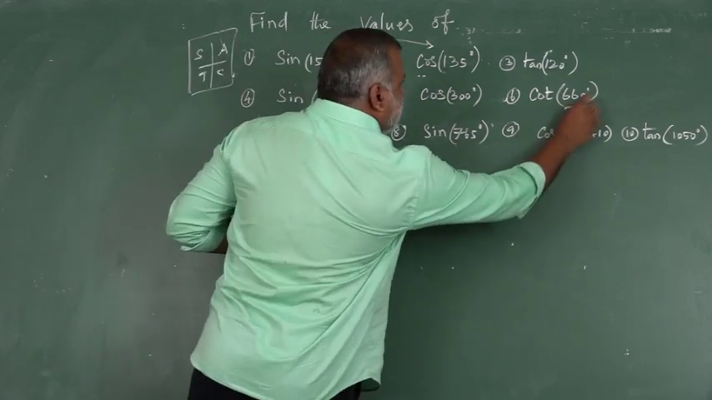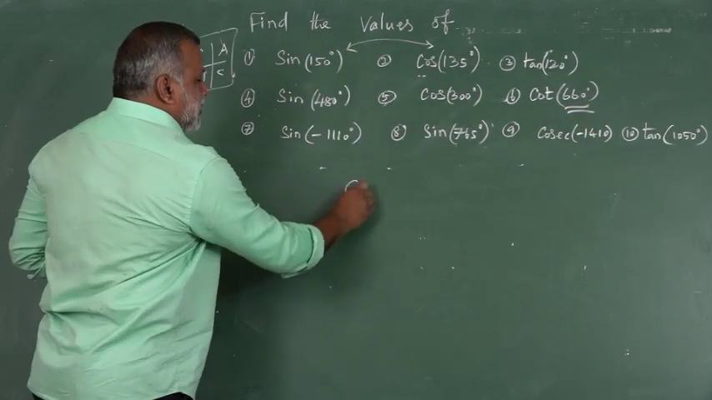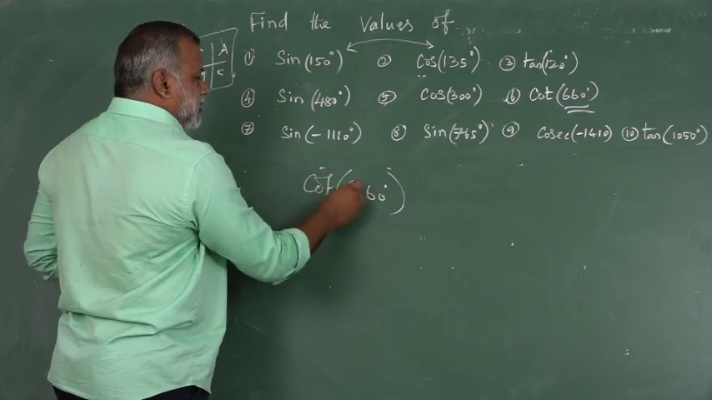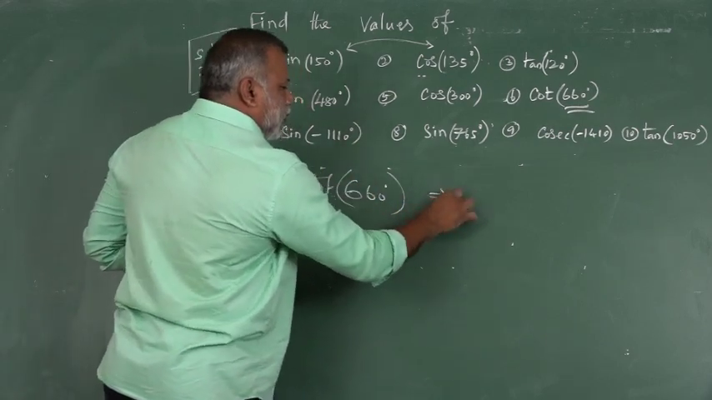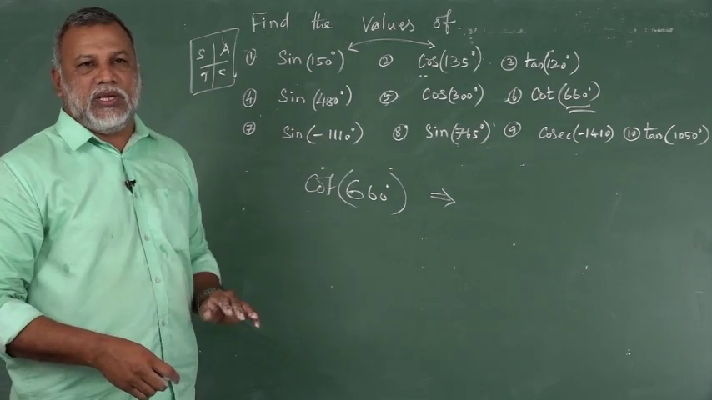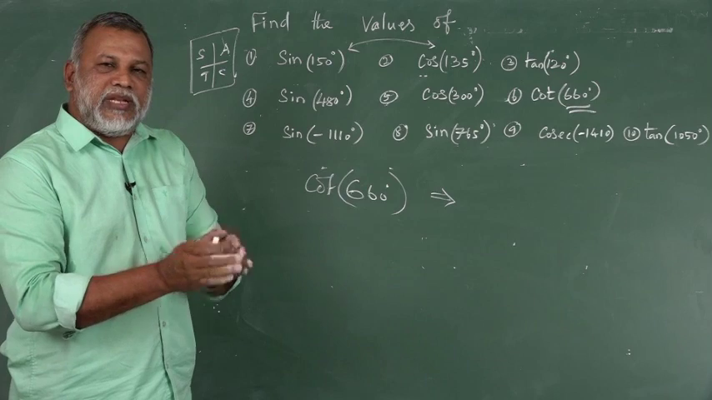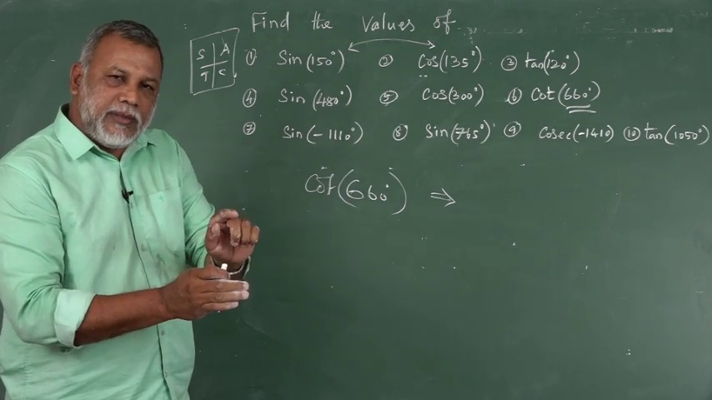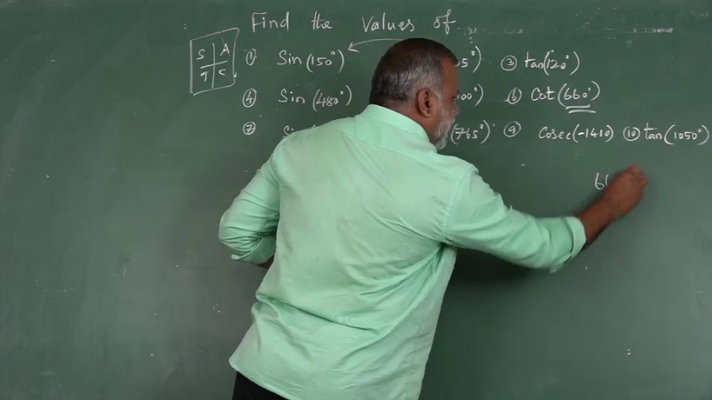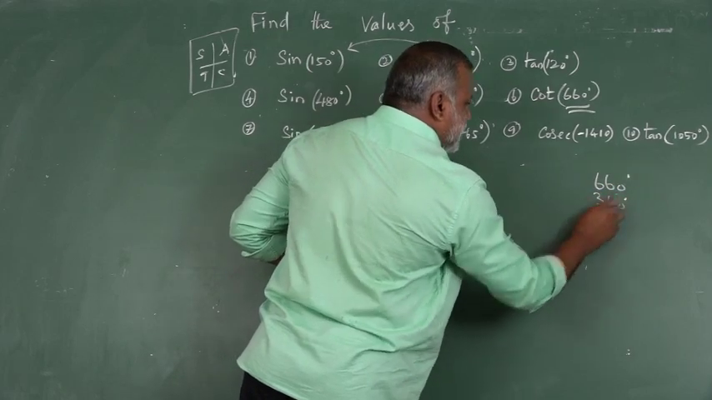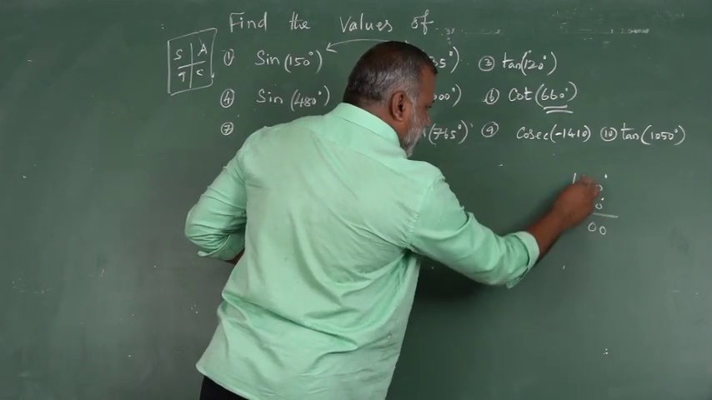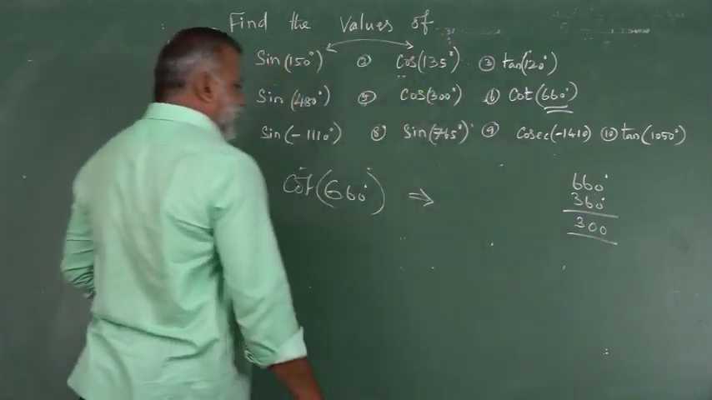Here, see, the given is cot 660 degree. What is the meaning here? It has more than one complete rotation. More than one complete rotation means a complete rotation has how much degree? 360 degree. Now we are able to subtract it from the given. So 660 is given, then subtract. We can get how much? 300 degree we are getting.